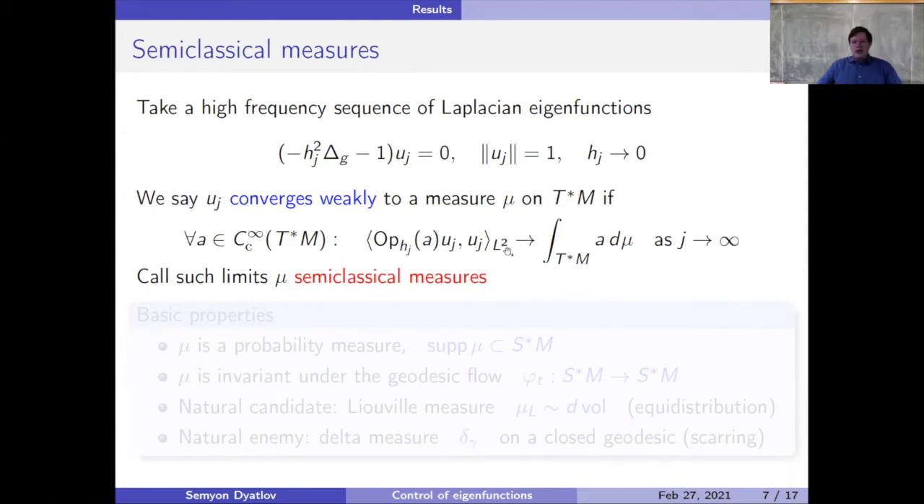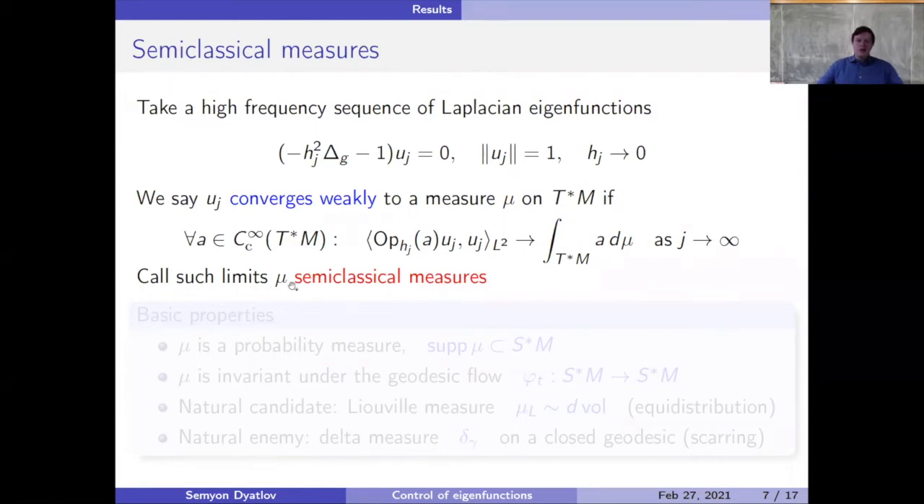And then you want to say that when you test your wave function by any classical observable, so you want to know the average value of the classical observable, then you converge to the integral of this classical observable with respect to some measure. Such limits are called semiclassical measures. You don't always have a situation where there is only one semiclassical measure. The whole sequence of Laplacian eigenfunctions doesn't always have a limit, but there is a compactness in there, so you can see that there are always plenty of limits.